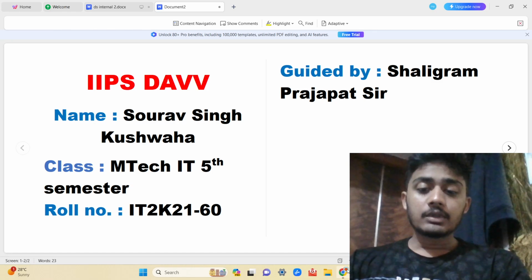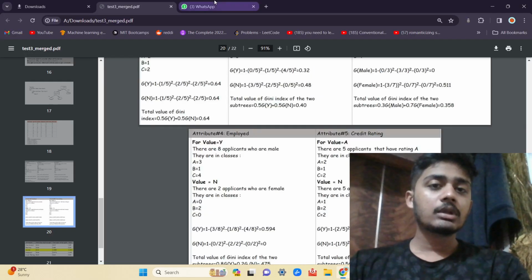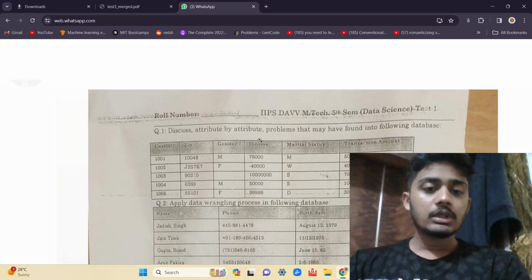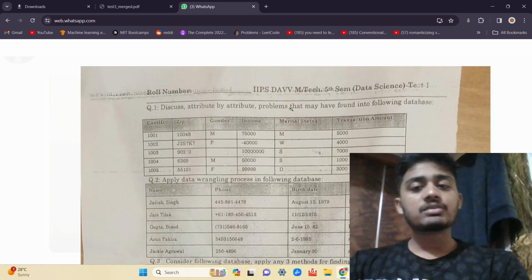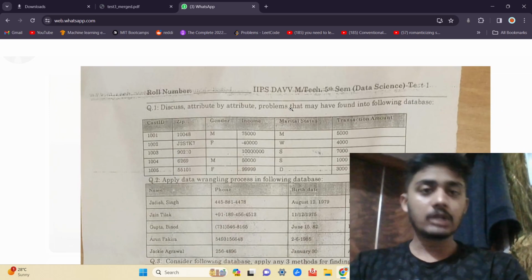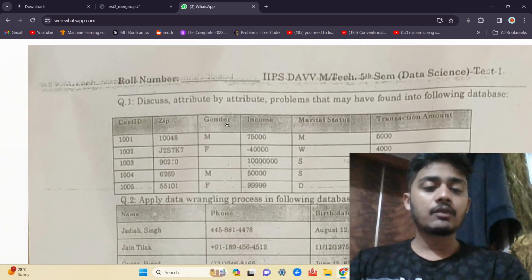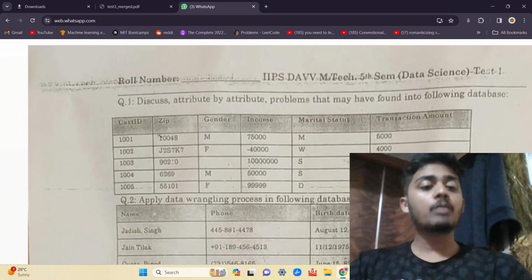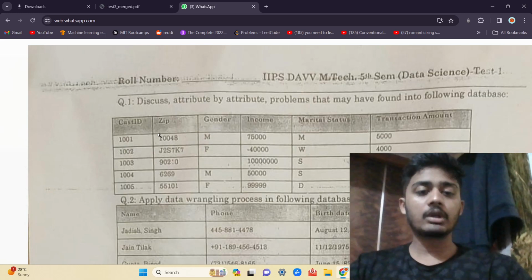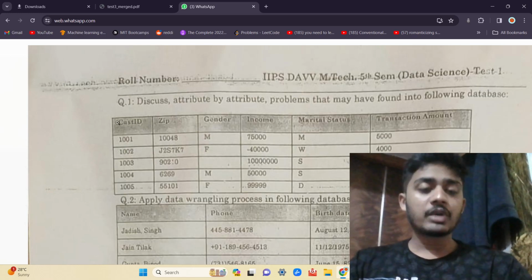So the first question is: discuss the attribute by attribute problems that we have found in the following database. Given the database, we have to find out the attribute by attribute problems that may occur in it. So let's start with the customer ID attribute.